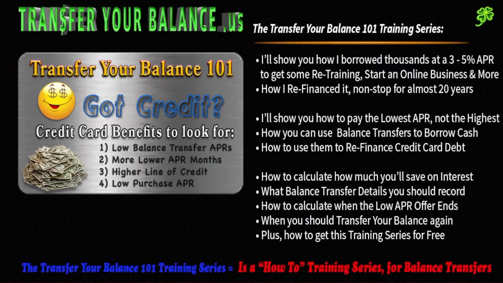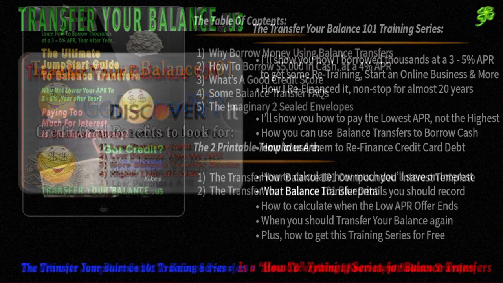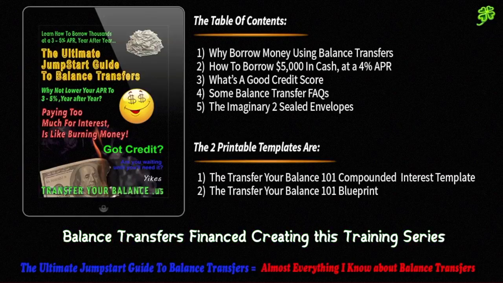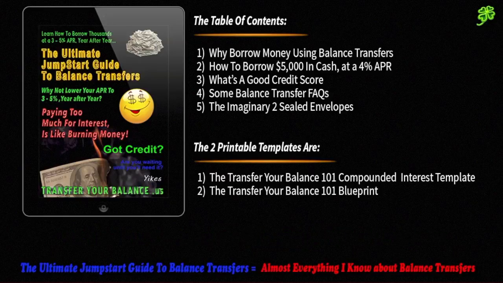Part 1 is the Ultimate JumpStart Guide to Balance Transfers. It's about a 55-page PDF file that I wrote, did all the graphics for it, and it contains almost everything that I know about doing balance transfers. So if you just have this PDF file right here, you have more than enough information to learn my system and to do balance transfers one after the other to average interest rates as low as 3 to 5%.